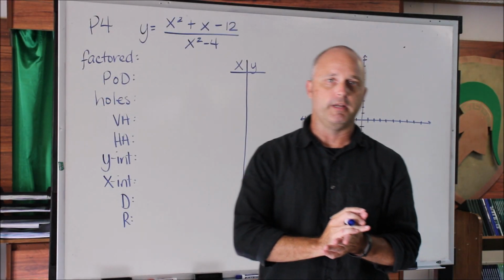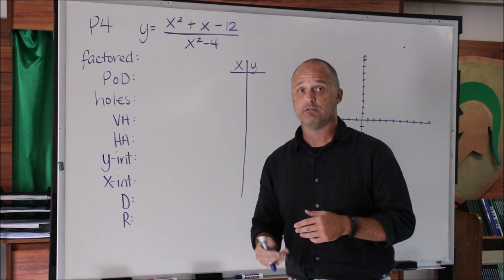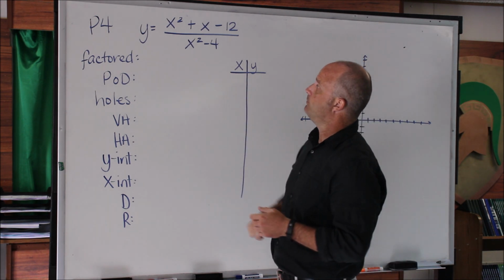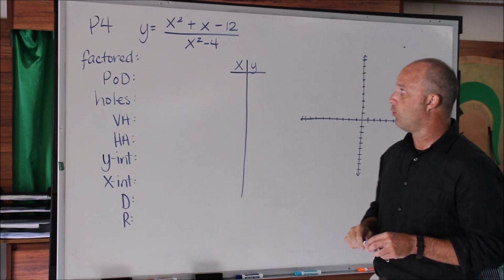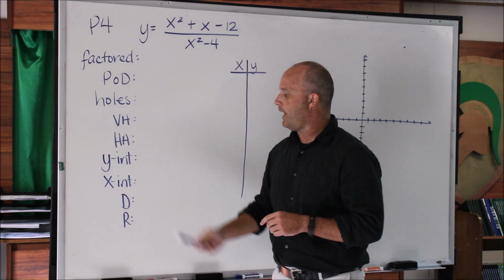In problem number 4, we're going to take everything that we've learned and apply it to graphing one of these rational functions. We're given y equals x squared plus x minus 12 over x squared minus 4. And we're going to produce this entire list of items.